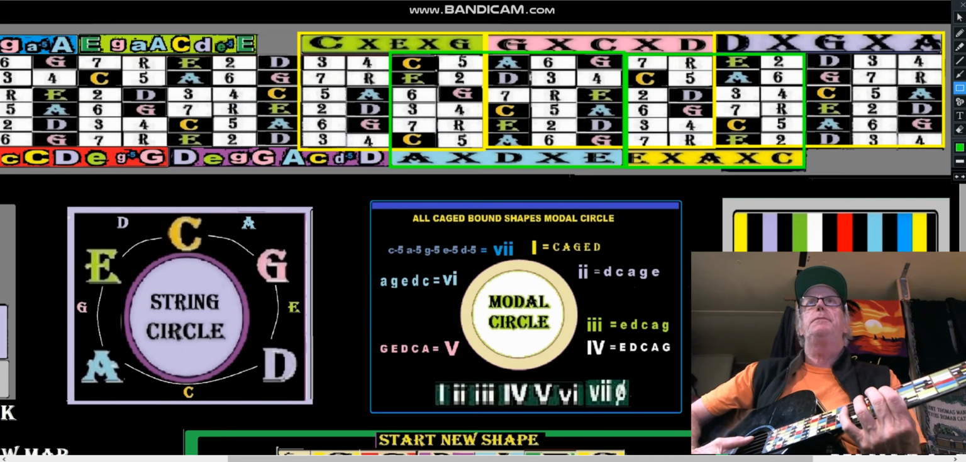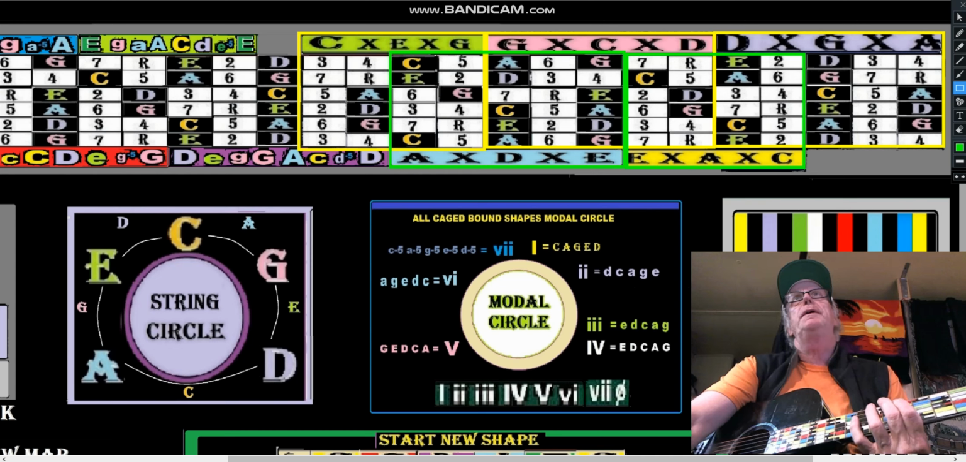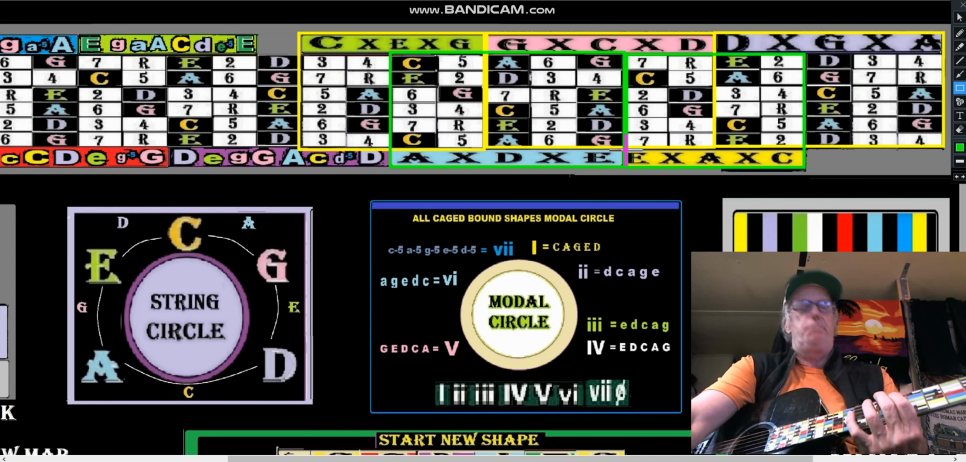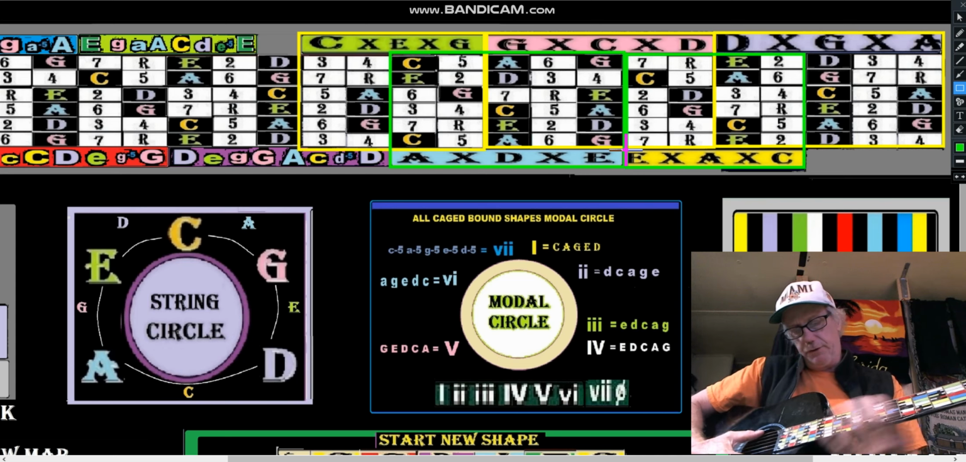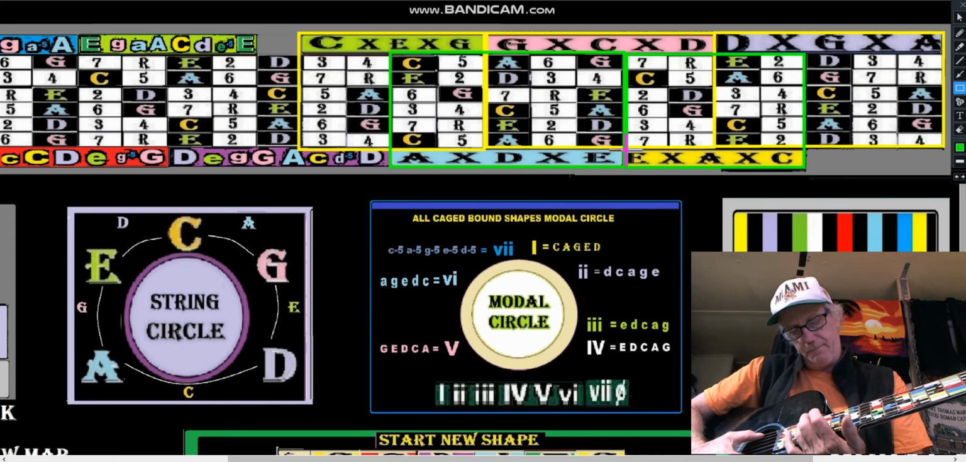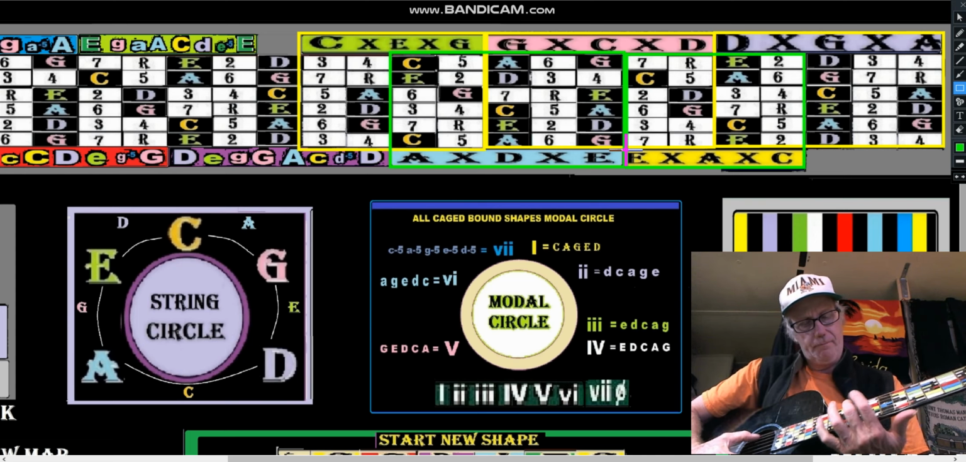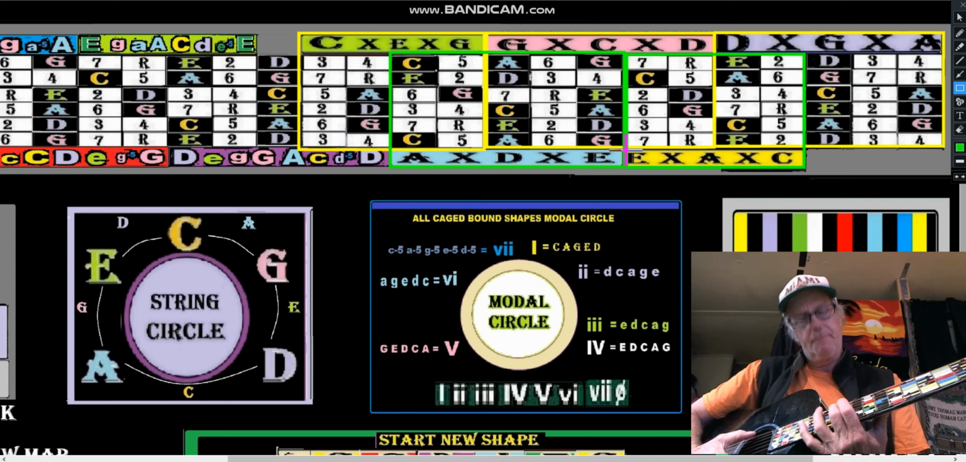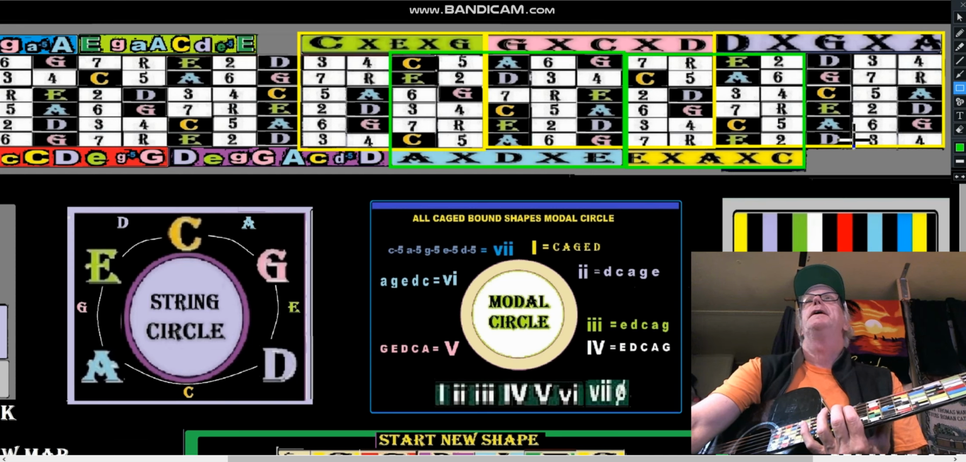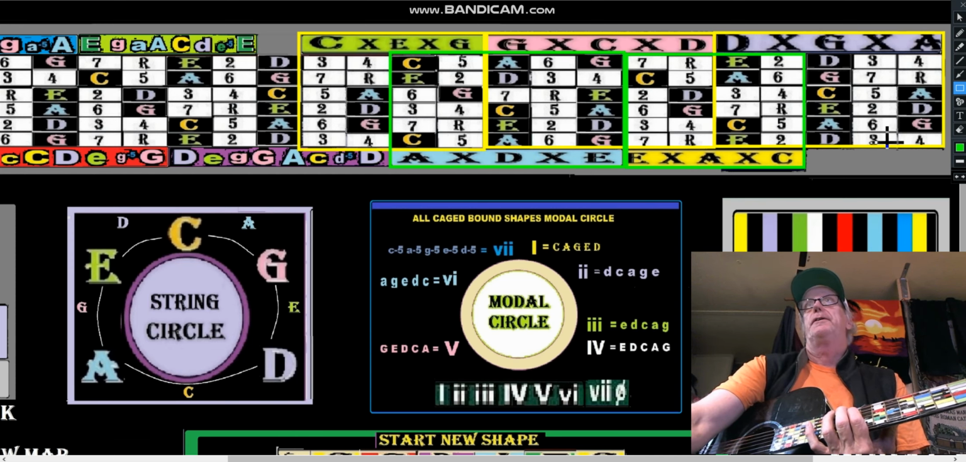Okay, segment number 2 here. So we're going down the fretboard. Notice we're going this way, which goes down. Okay, so it's from the D shape, starting here. Okay, 2, 3, 4.